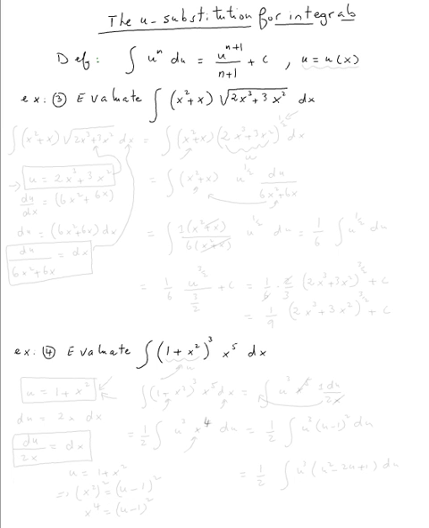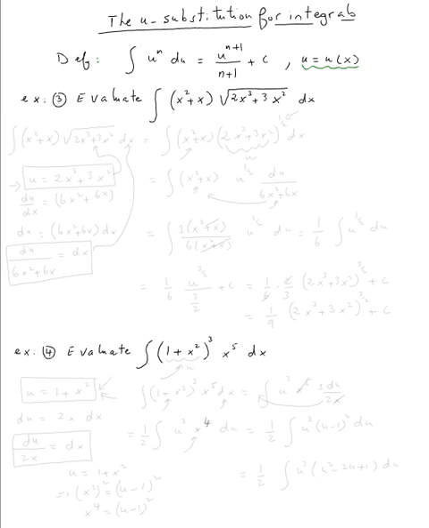The topic is the u-substitution for integrals. The integral of u^n du is u^(n+1) over n+1 plus a constant C. Of course, u is some function of x. So let's do example 3. Evaluate the integral of (x squared plus x) times the square root of (2x cubed plus 3x squared) dx.